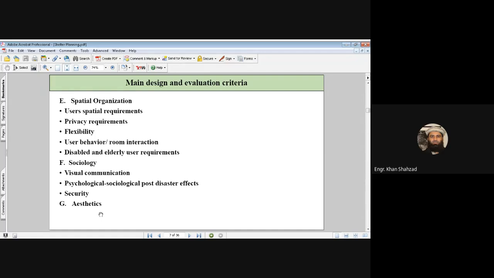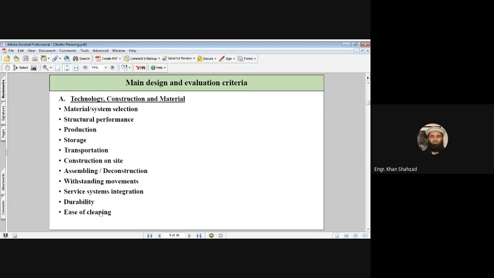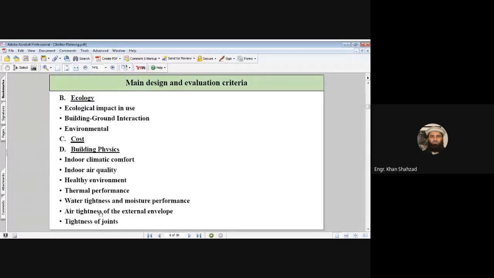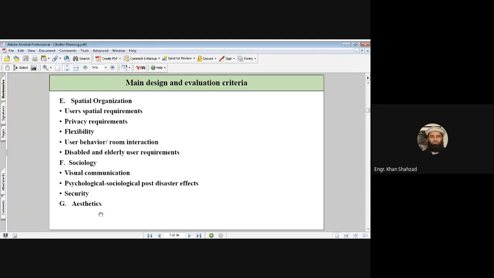So you have to think about all these points which we have discussed in these slides. You have to think about the technology, the construction and materials. Then the ecology. Then the cost of all these shelters. Then the building physics, which we have discussed. You have to think about the spatial organization, sociology, and aesthetics. So when you are designing shelters, if you are working in such organizations who are dealing with disasters, and they are making shelters or evacuation centers, you have to think about all these points. Is it clear?